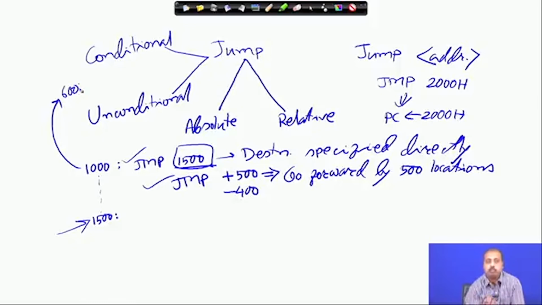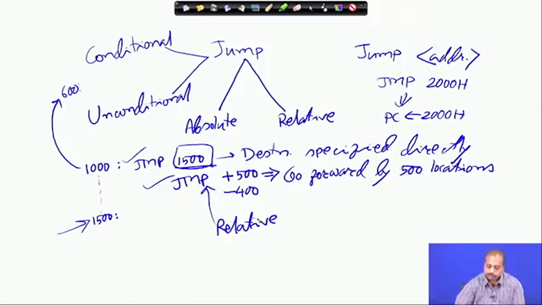That way we can do both forward and backward jumps, and these types of jumps are known as relative jumps. These are the relative jumps that we talk about, because the target address is specified relative to the current address. Relative to the current address, we are telling where we want to jump.